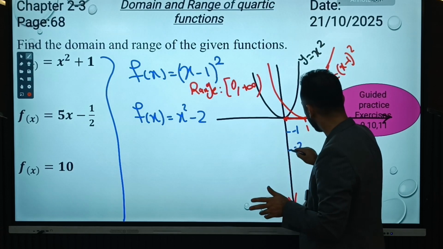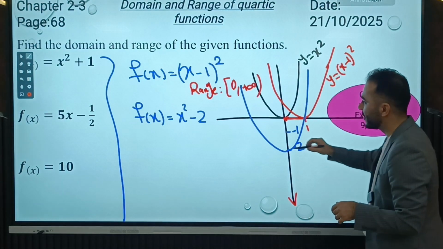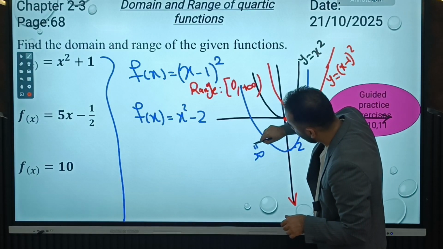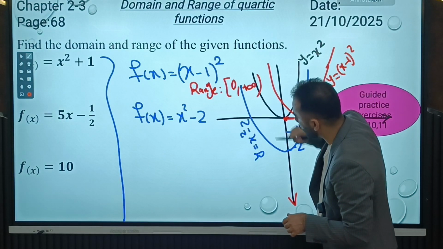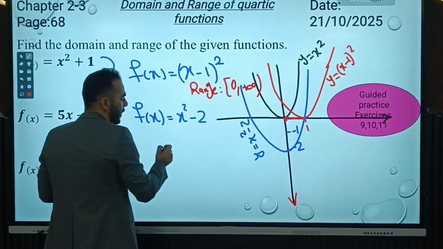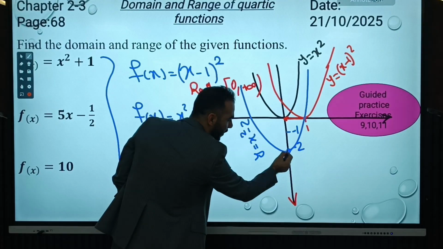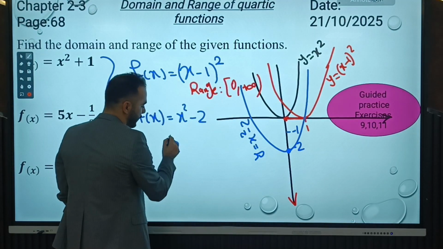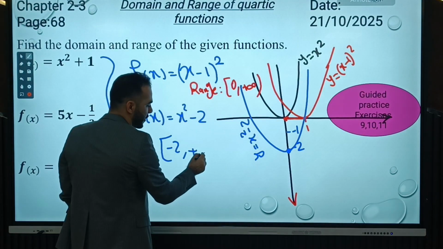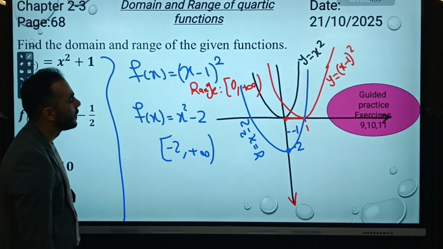Great. That is the graph of y equal to x squared minus 2. All right, so the range of this one would be from the lowest point on the y-axis. Be careful, please. It is from negative 2 closed to positive infinity. That is the story of finding domain and range of a quadratic function. I hope that it is clear.